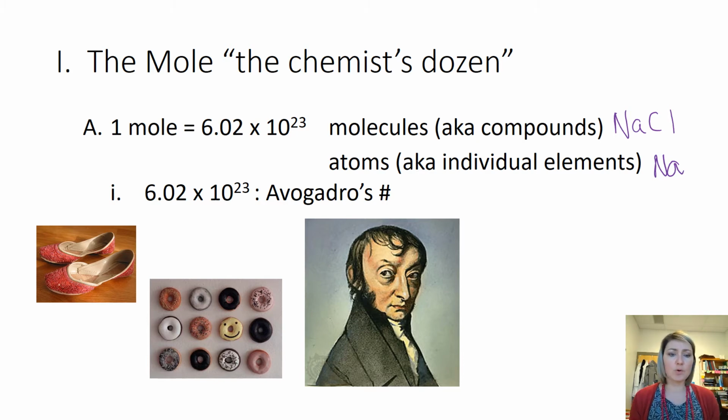So for example, when we say I have a pair of shoes, like we have right here, you're really telling somebody that you have 2. So 1 pair is equal to 2 shoes. If you tell somebody that you have a dozen donuts, everybody knows that that's 12 donuts that you have. So these are numerical equivalents. So when I say that I have 1 mole, it means I have 6.02 times 10 to the 23rd molecules of that substance.